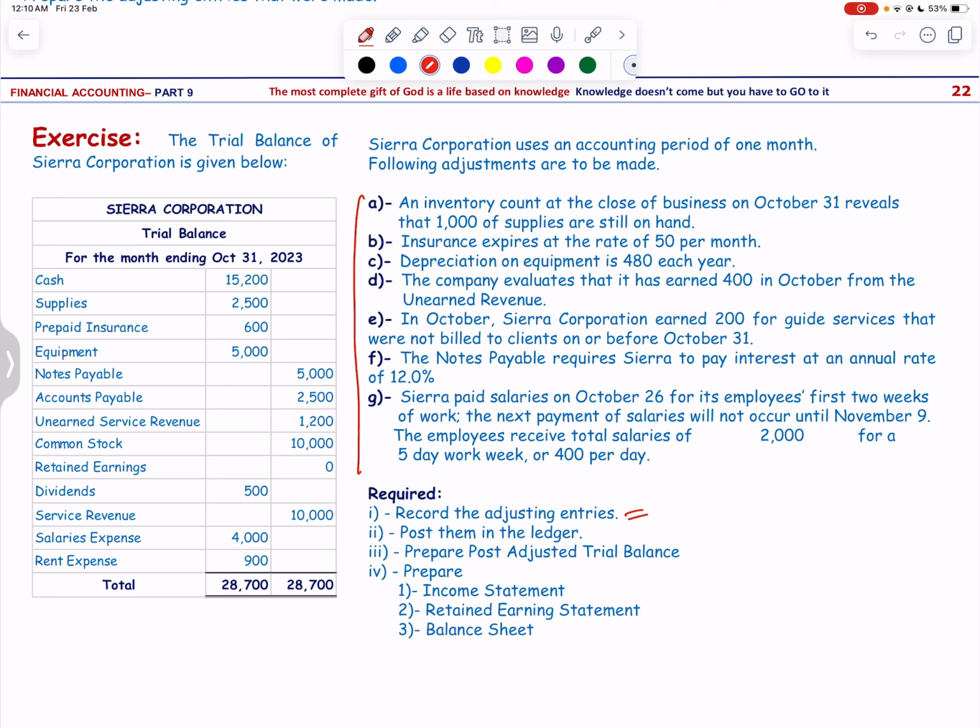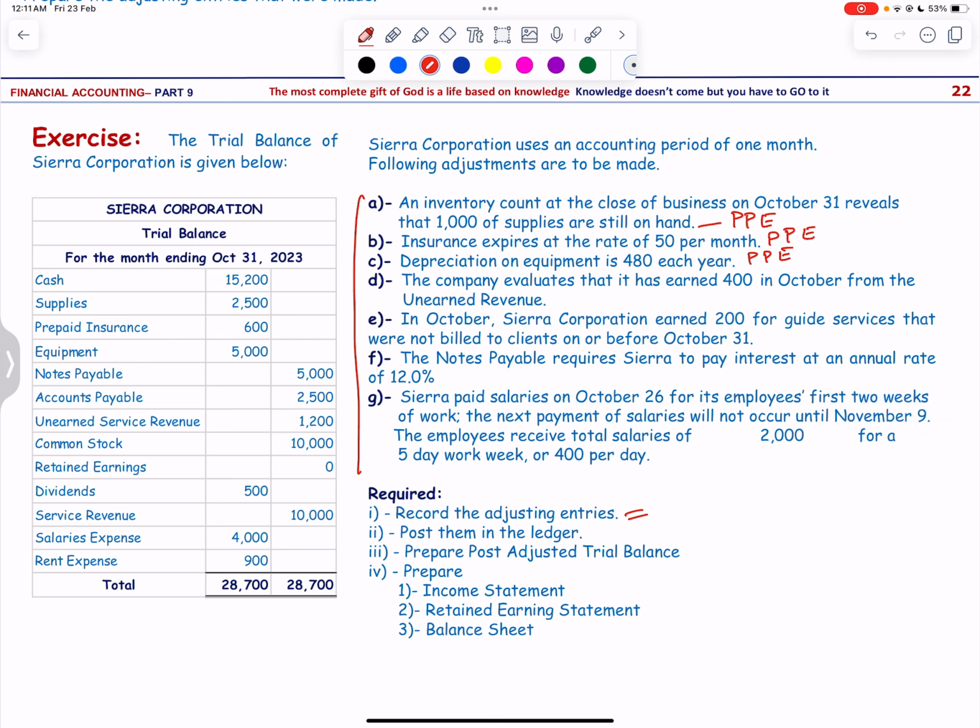Now, an inventory count at the close of business on October 31 reveals that 1000 of supplies are still on hand. That means this is an adjustment for prepaid expense. Insurance expires at the rate of 50. Again, this is an example of prepaid expense adjustment. Then number C, depreciation on equipment is 480, and depreciation is also an example of prepaid expense adjustments.